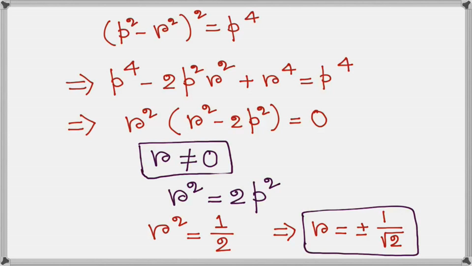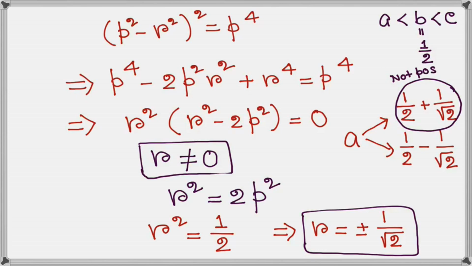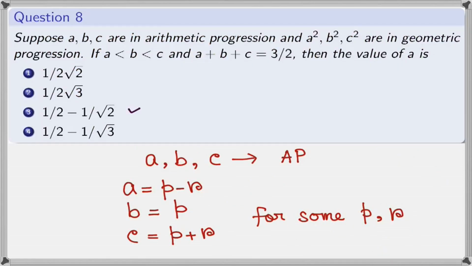So for A we are getting two possibilities, 1 by 2 plus 1 by square root of 2 or 1 by 2 minus 1 by square root of 2. Now recall that we are given A is strictly less than B and B is strictly less than C, and the value of B we know already is 1 by 2. Therefore, this choice of A is not possible, and hence A is 1 by 2 minus 1 by square root of 2.